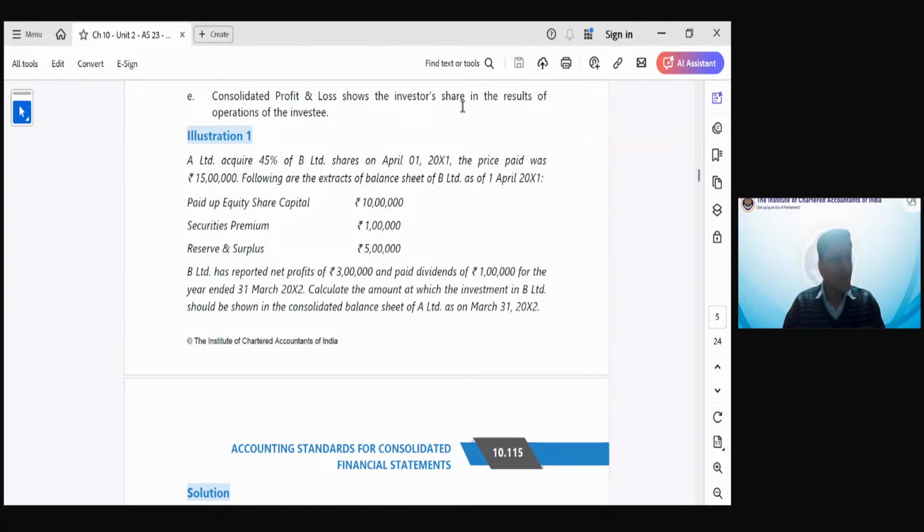Okay. Now, before we move on to 31st March X2, can you just quickly help me with the amount which A Limited will record in respect of B Limited on the date of acquisition? Over to you quickly. What do you think will be the amount which A Limited will record on date of acquisition in respect of B Limited? Over to you quickly. I think it's quite simple.